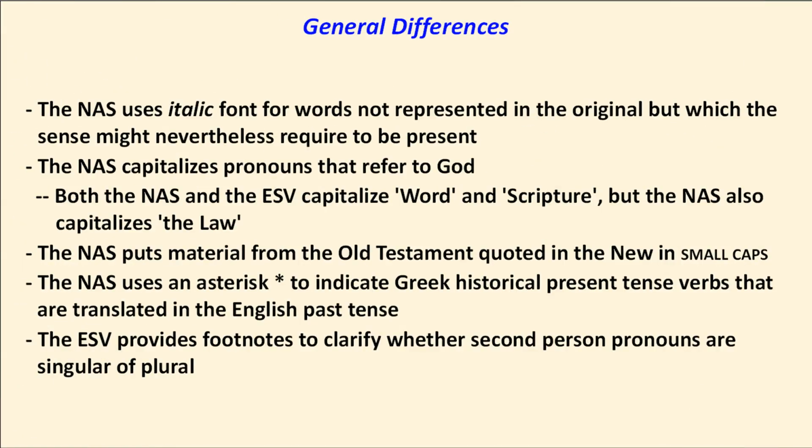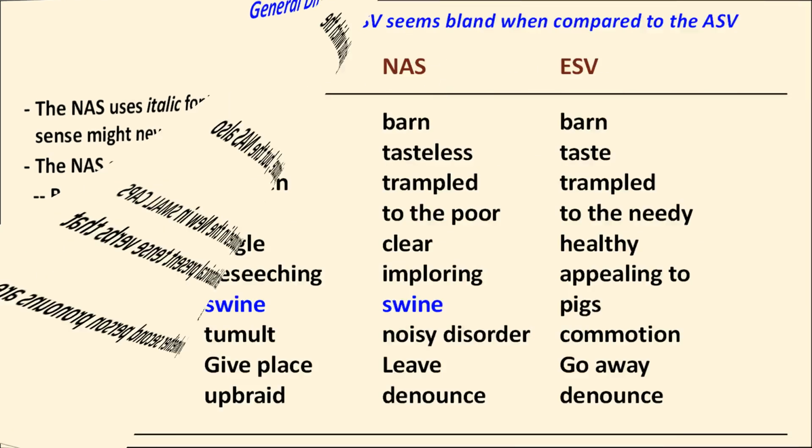The NAS has a number of features that distinguish it from the ESV, like italics for translator-supplied interpretive language, capitalized pronouns when those pronouns refer to God, small capitals for text in the New Testament quoted from the Old, and an asterisk to indicate that a verb translated in the past tense is actually a present tense verb in the Greek. The ESV, on the other hand, provides footnotes to distinguish the singular you from the plural you.